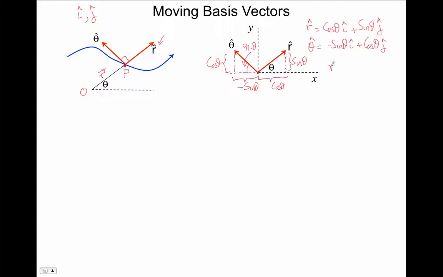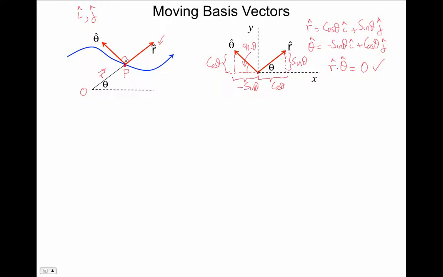And now let's check to see if they are actually perpendicular. So r dot theta, you can see this will be cosine theta into minus sine theta plus sine theta into cosine theta, so that is 0, and indeed these are orthogonal to each other.